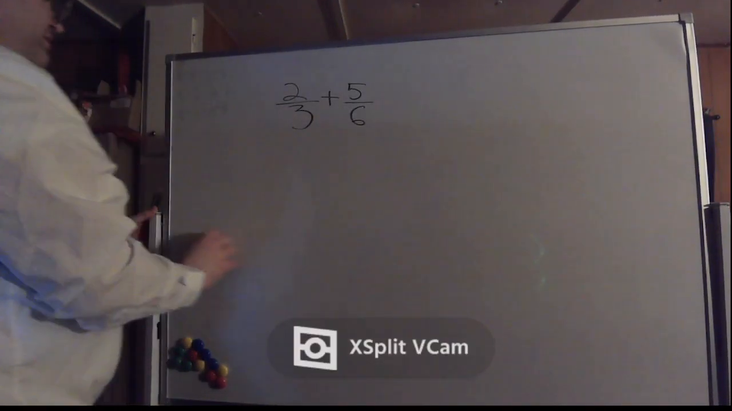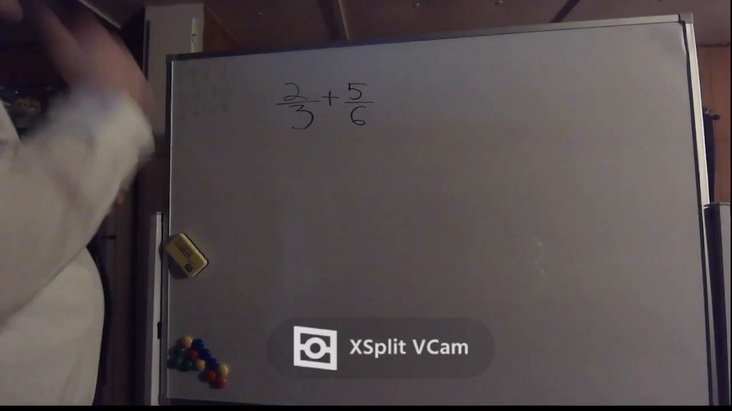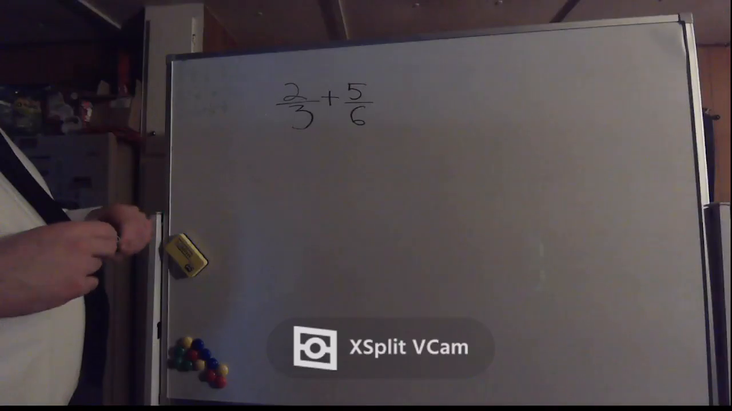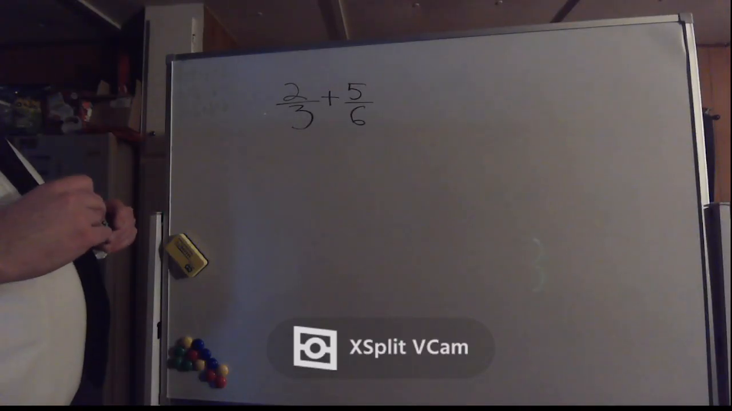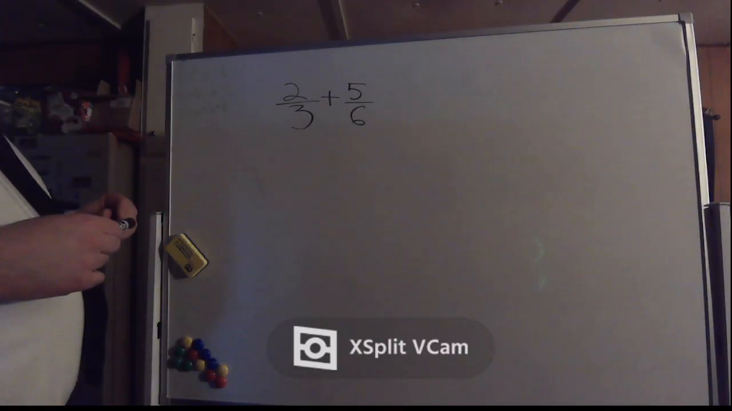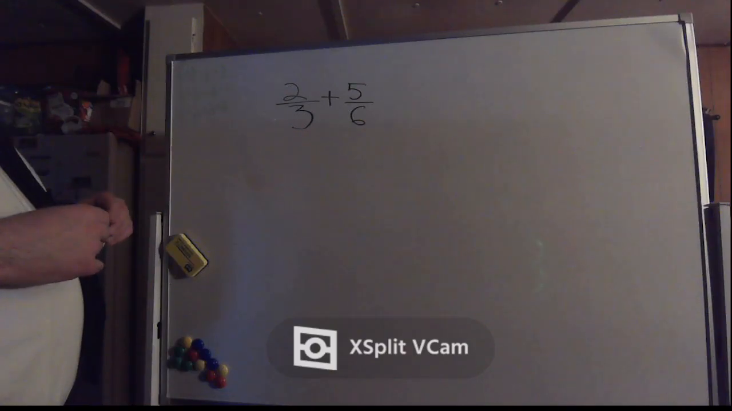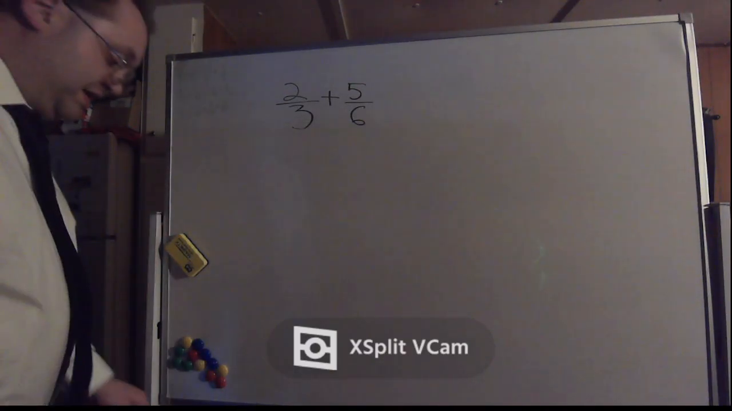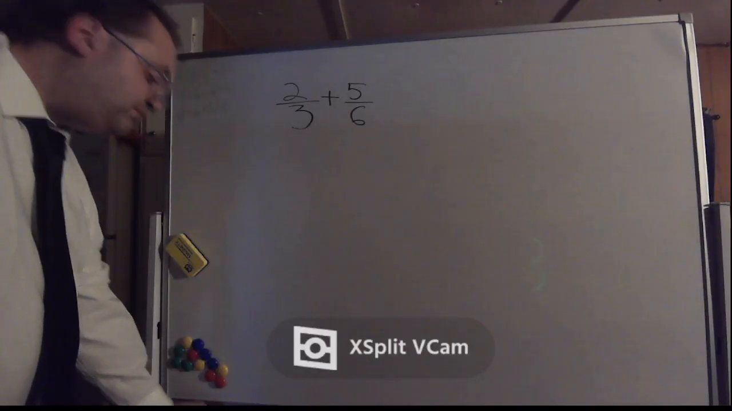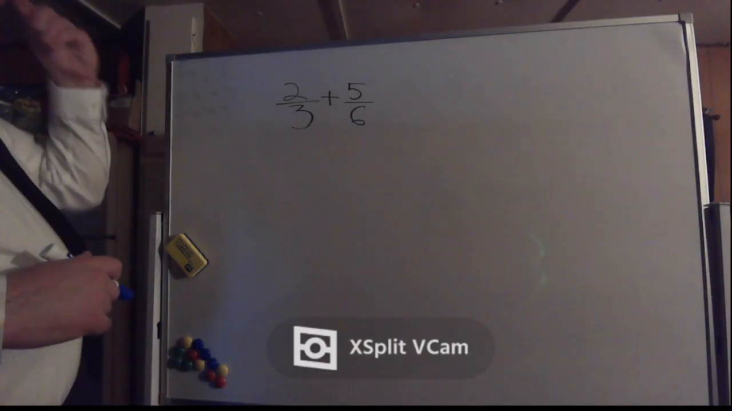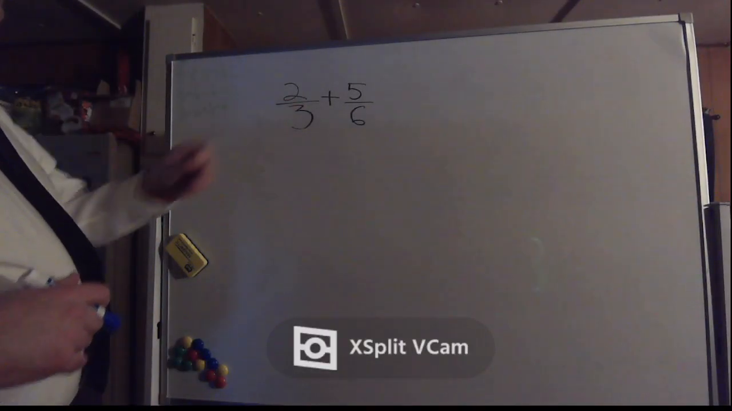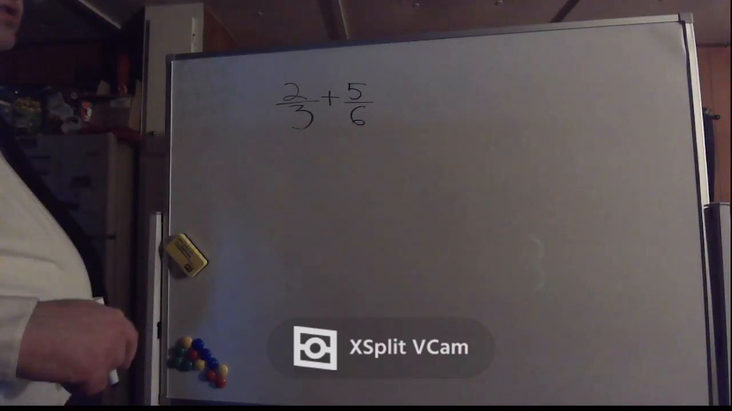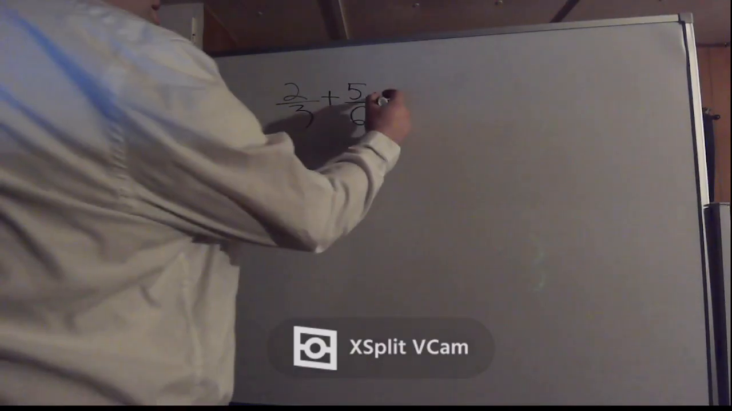When you have two different denominators, you have to get them to be the same denominator, which is called the least common denominator, the LCD. How do you get the LCD? You find the least common multiple of the denominators. Well, with this particular one, we know 3 is a factor of 6, so 6 is the least common multiple for both.